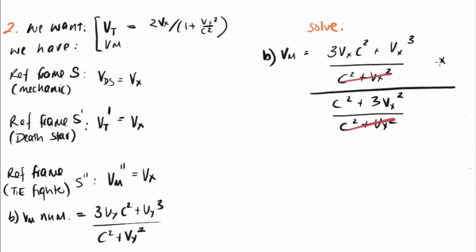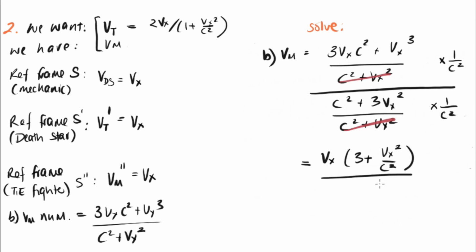Now what I want to do is multiply through again by 1, but this time my 1 will be the fraction 1 on c squared divided by 1 on c squared. And the reason that I'd like to do that is because that quantity, v on c, or v squared on c squared as we often see it, is a common quantity when dealing with relativistic equations, and I just like my equation in terms of that. And so when I do that, I find that Vm is equal to Vx times 3 plus Vx on c all squared divided by 1 plus 3 times v on c all squared.